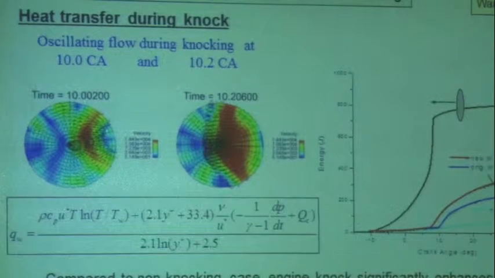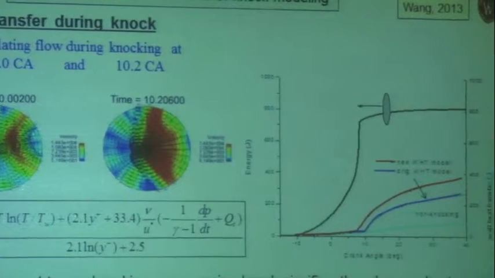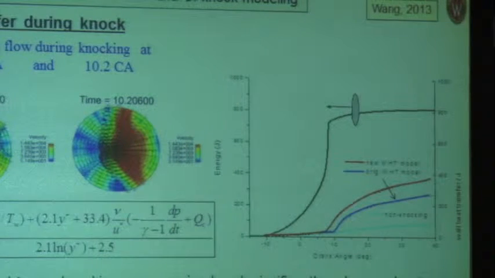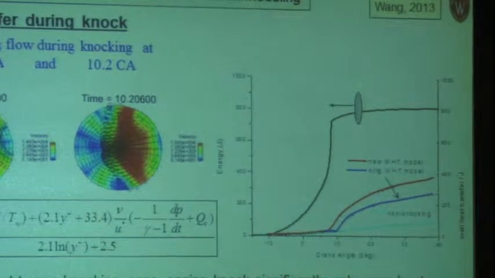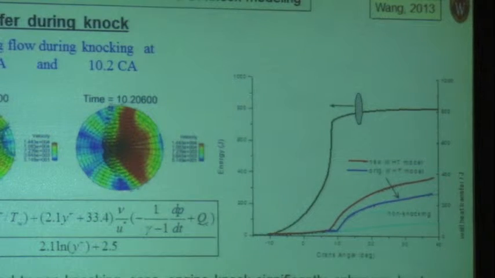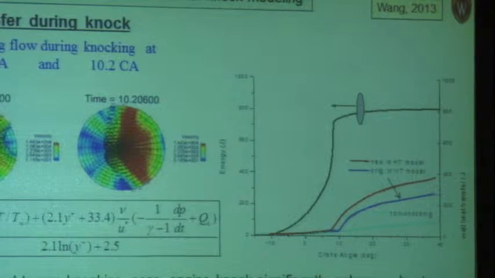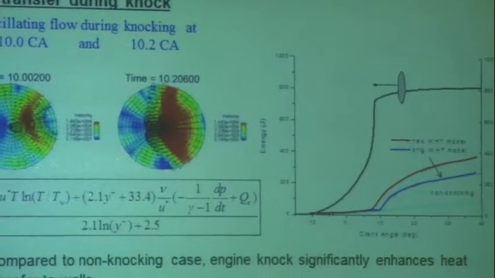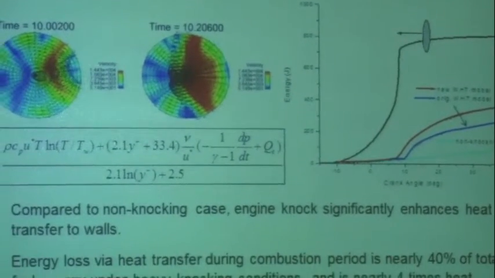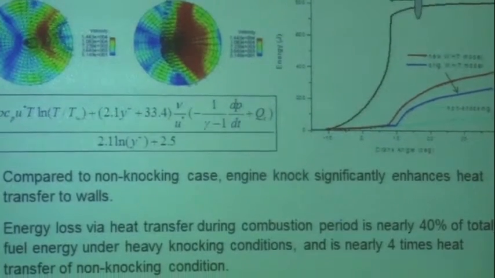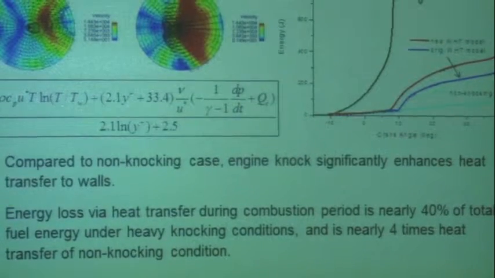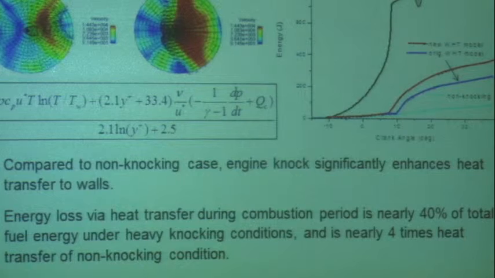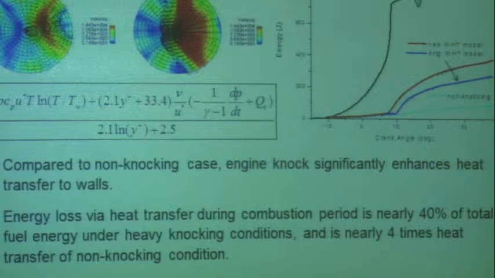And now you see the heat loss is this red curve. And we're predicting that the energy loss due to heat transfer can be as much as 40% of the total fuel energy under heavy knocking conditions, nearly 4 times the heat transfer you'd have with a non-knocking condition. That makes a lot of sense. I mean, those waves are propagating back and forth with very high induced velocities in the region of the boundary layers above the wall, enhancing the heat transfer.